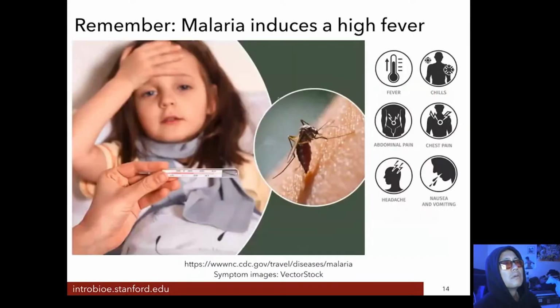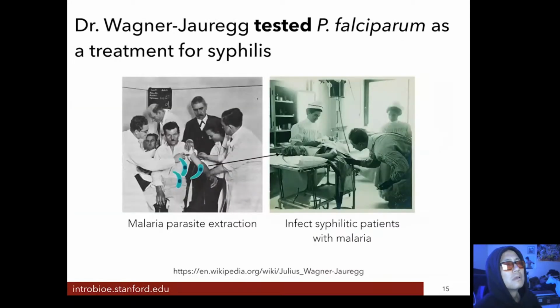So if you'll remember, malaria induces a high fever. It's one of the symptoms of having Plasmodium falciparum in your blood. And so this doctor, Dr. Wagner-Jauregg, the one who made that observation in the psychiatric hospital, tested Plasmodium falciparum as a treatment for syphilis. He extracted malaria parasites from a patient who currently had malaria, and then infected a stage 3 syphilitic patient with that malaria parasite, with Plasmodium falciparum.